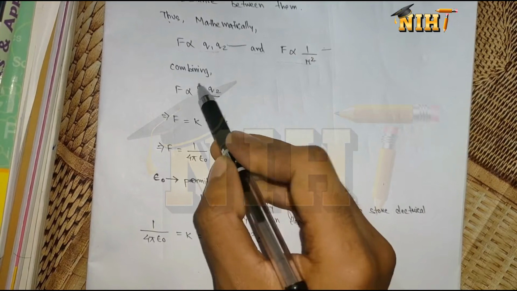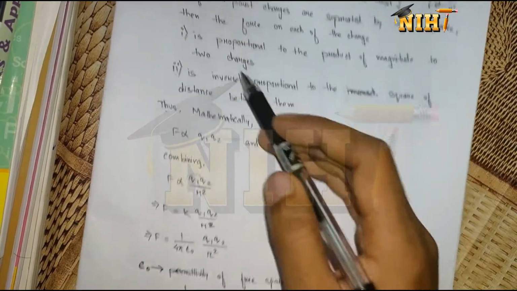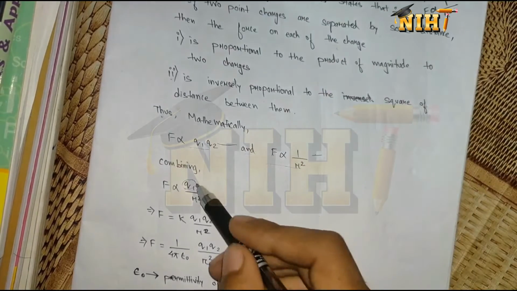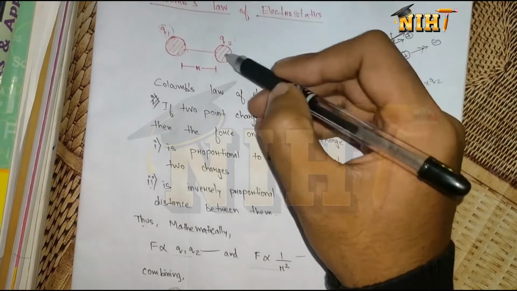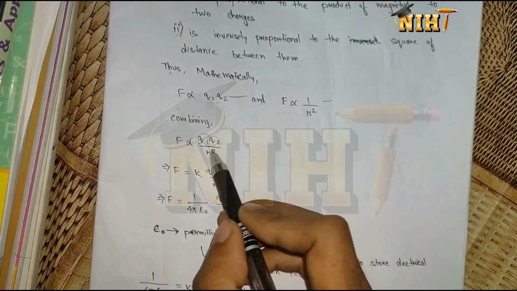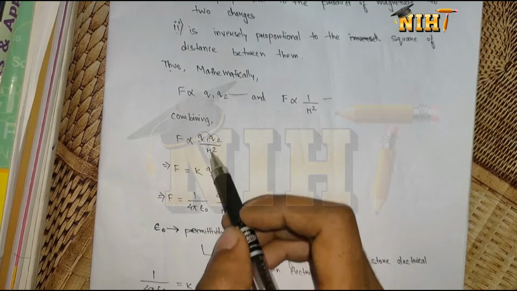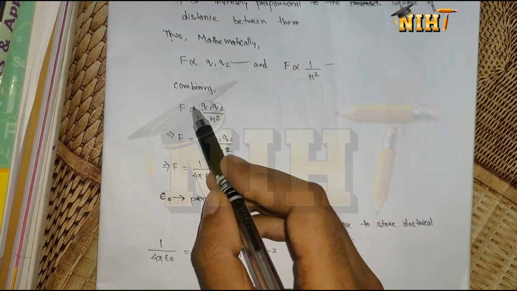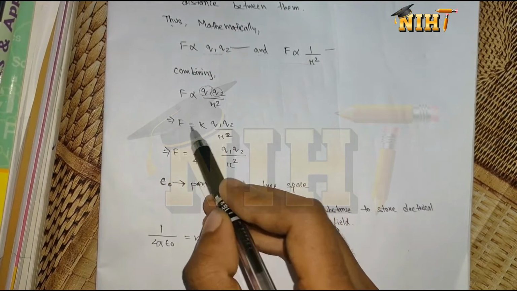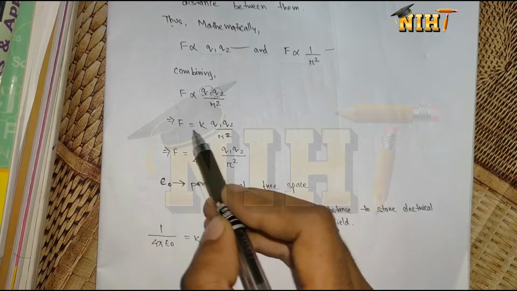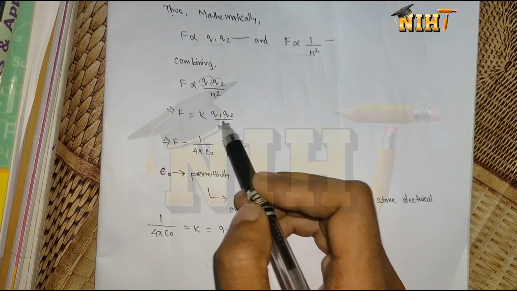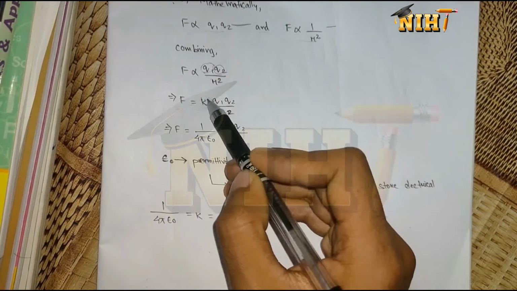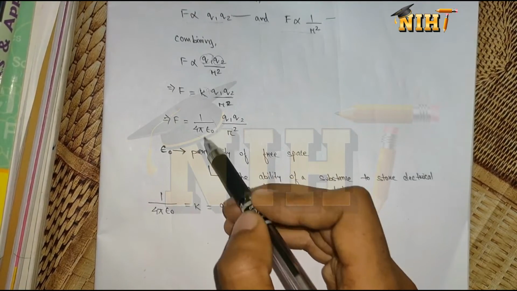q1 denotes the charge of this body, and q2 denotes the charge of this body, and r depicts the distance between them. So F is proportional to q1 q2 by r square. Now if we remove the proportionality sign, we get a constant k. So F is equal to k q1 q2 divided by r square. Now we have the value of k, which is equal to 1 by 4 pi epsilon naught.